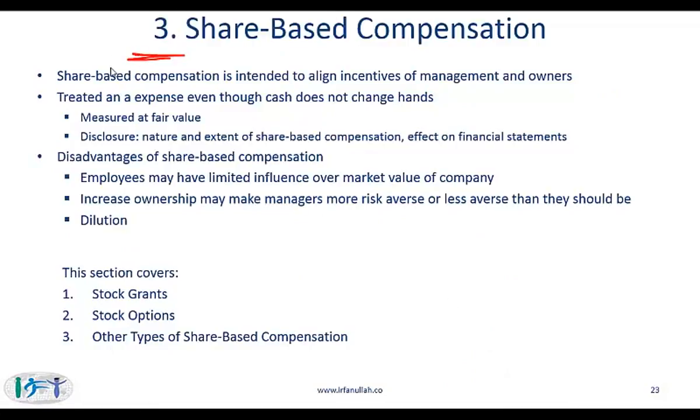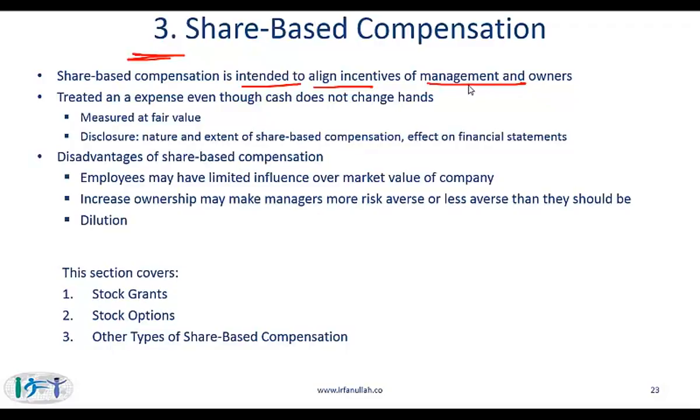Now we come to the third and final section of this reading, which is fairly straightforward. We move from pension-based scenarios to share-based compensation. Share-based compensation is intended to align incentives of management and owners. What do owners want? To maximize the value of the firm. And you've seen this in corporate finance as your agency problem. What does management want? Higher salaries, more perks, etc. So there is a conflict.